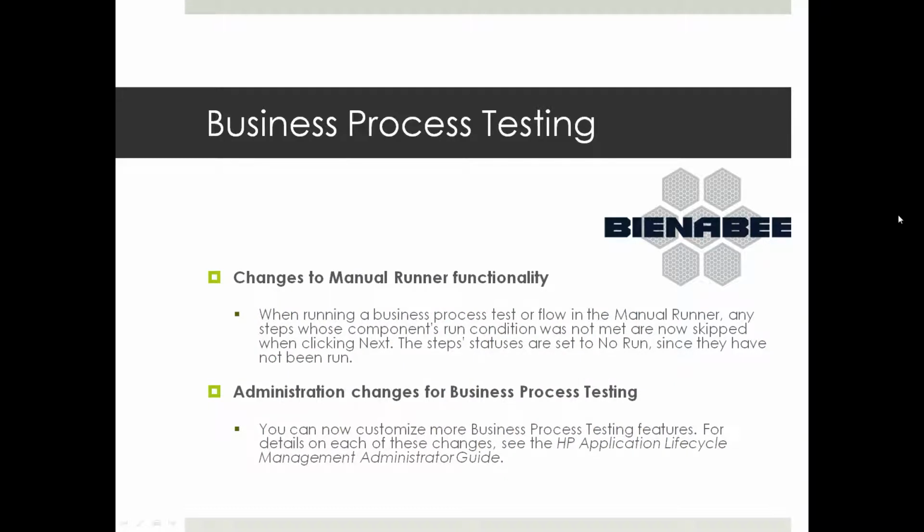Changes to manual runner functionality. When running a business process test or flow in the manual runner, any steps whose component's run condition was not met are now skipped when clicking next. The step statuses are set to no run, since they have not been run.